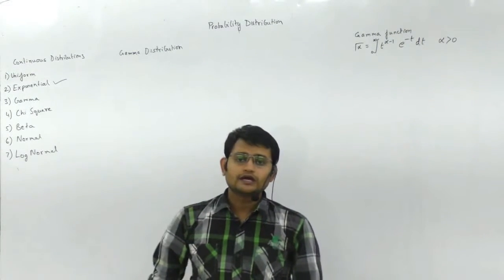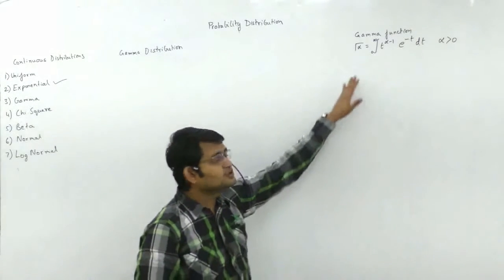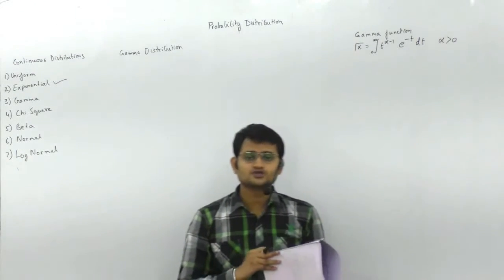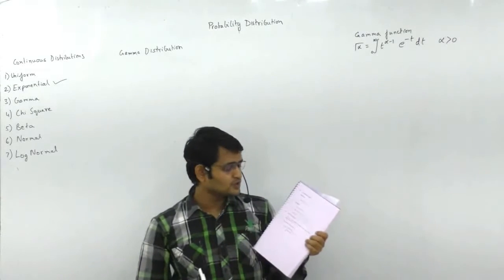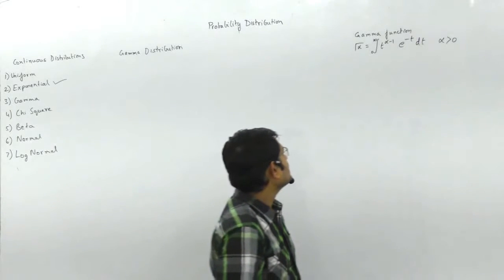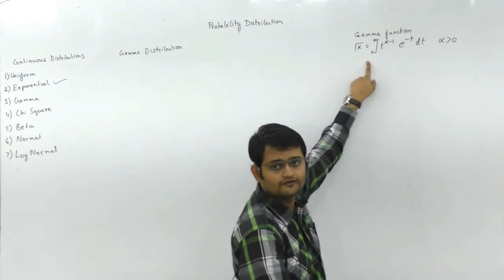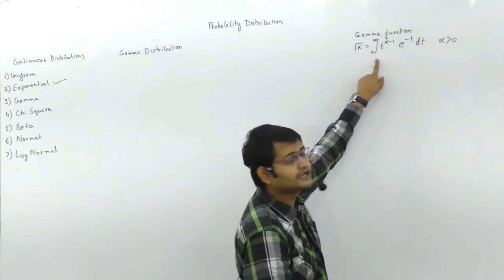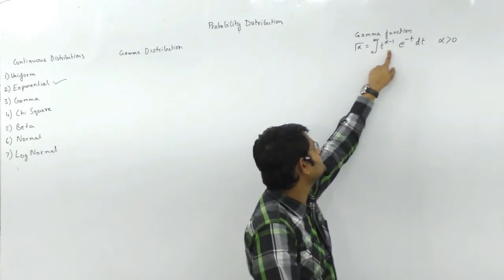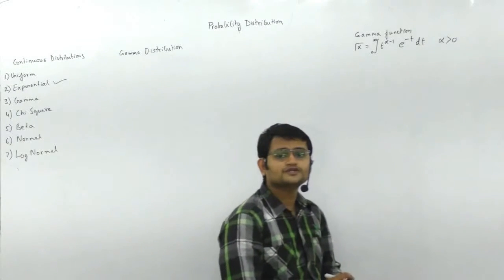Let's move on to gamma distribution. Before we study gamma distribution, we need some knowledge about gamma functions. The gamma function is given in your table formula book, which will be provided to you in your examination, on page number 5. The gamma function is written with this particular sign, called gamma, and then alpha. Gamma alpha is nothing but the integration from 0 to infinity of t raised to alpha minus 1 times e raised to minus t dt, where alpha is always greater than 0.